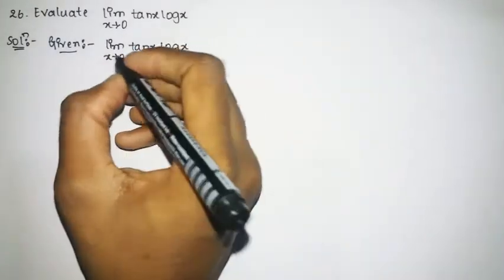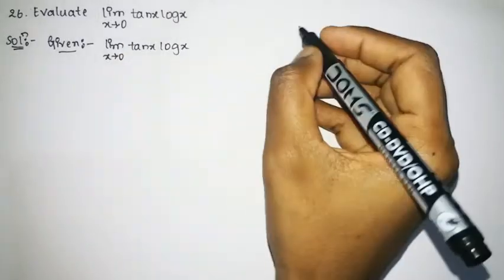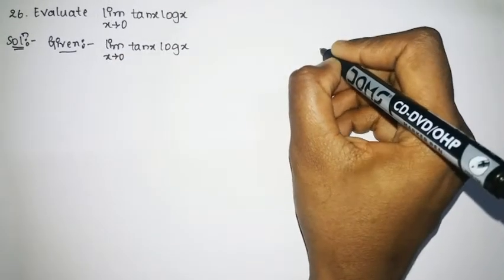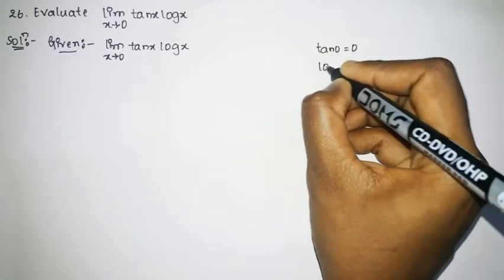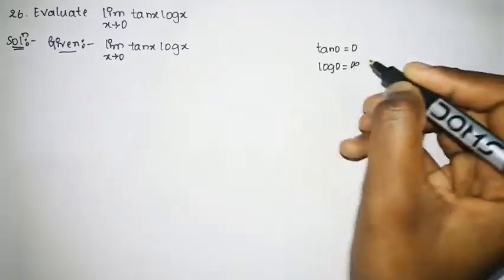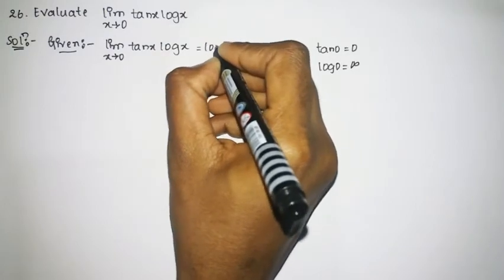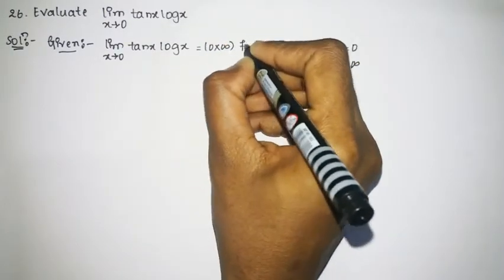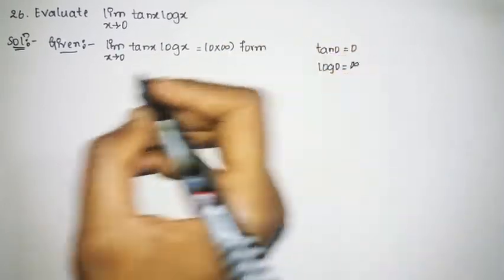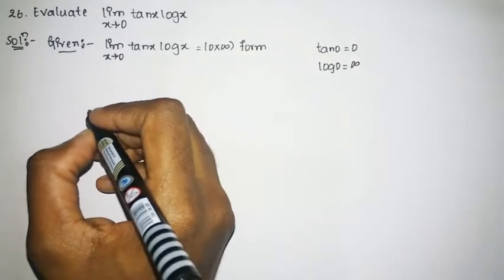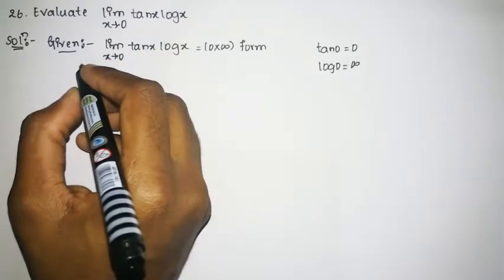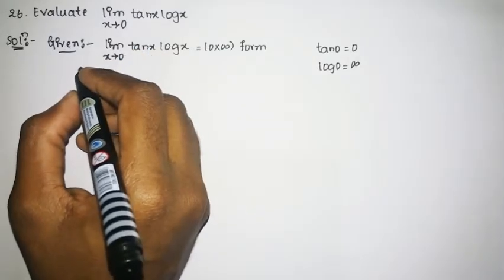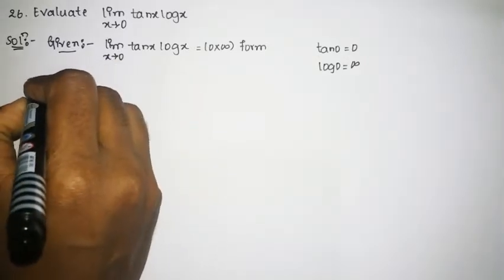So first we shall check by substituting the limit as x tends to 0. So as we know that tan 0 is nothing but 0, whereas log 0 is nothing but infinity. So therefore this will be of the form 0 cross infinity. So whenever there is a 0 cross infinity form, we need to convert it into either 0 by 0 form or infinity by infinity form by rearranging this equation and then directly apply the L'Hospital's rule in order to obtain the constant value. So we shall rewrite this given equation.